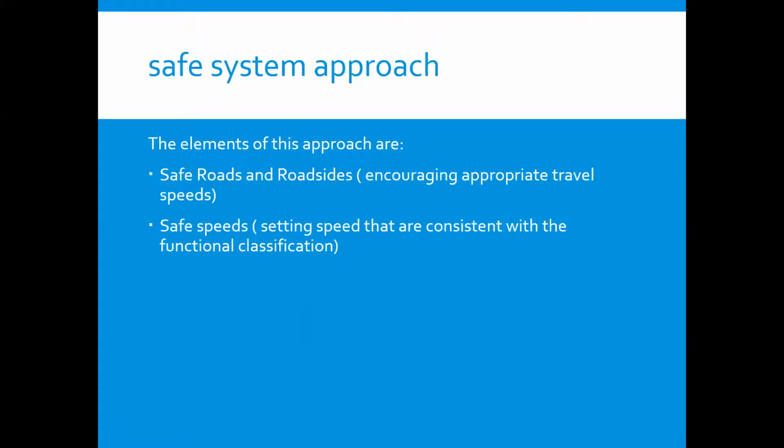For example, if you're driving on a major urban road that is either an arterial road or a subarterial road, you would have a certain speed that shouldn't be changing often, okay? If you're driving on a local road, you should have a lower speed, and that speed, again, should not change often.